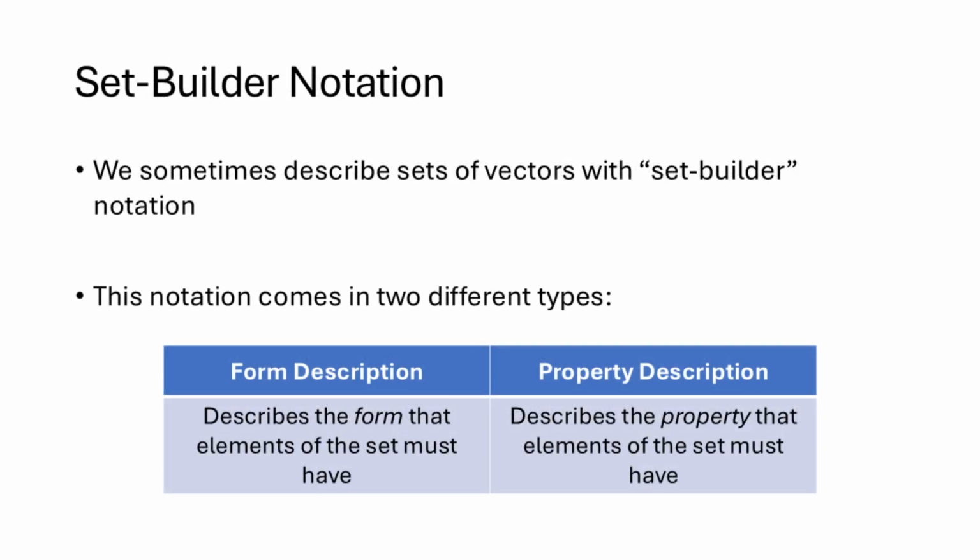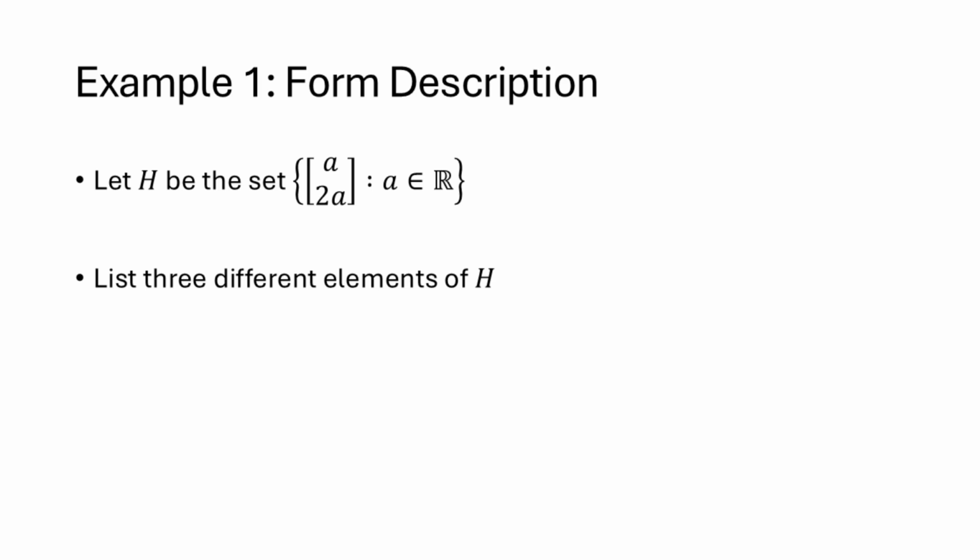We're going to be talking about sets of vectors in this lecture, and we use two different kinds of notation to describe these kinds of sets. We'll use a form description, where we describe the form that the elements of the set have to take, and we'll also use a property description, where we describe a property that the elements of the set have to satisfy. Let's take a look at this example.